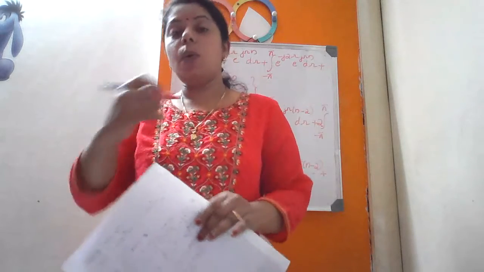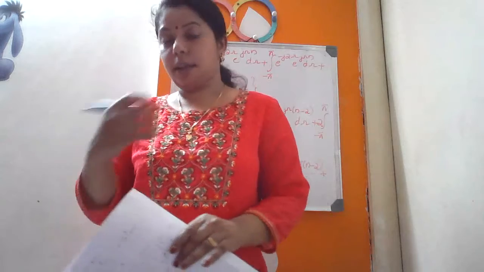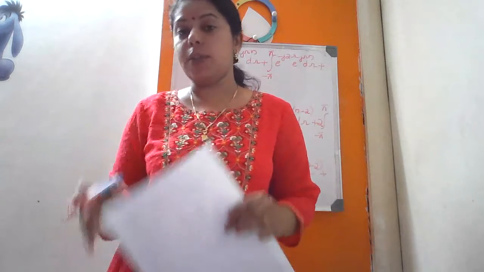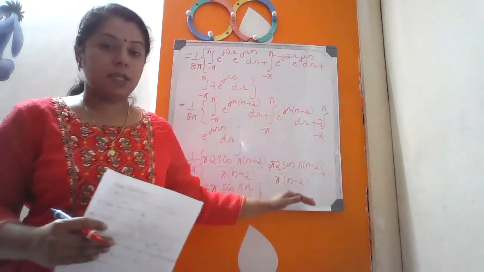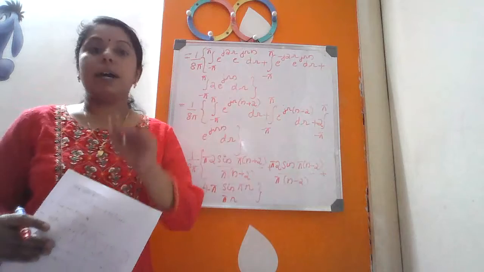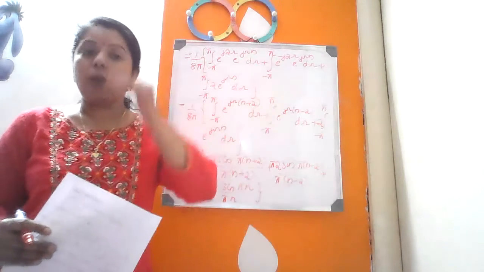This is how we are coming to the end of our problem. Up to here it will be easy for you to do. After that, you just think about that 0 by 0 form.